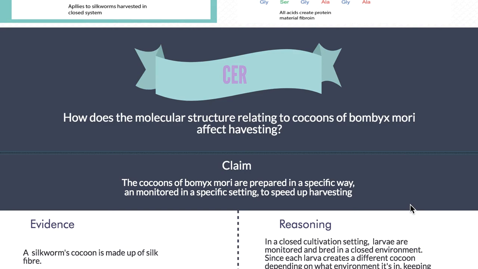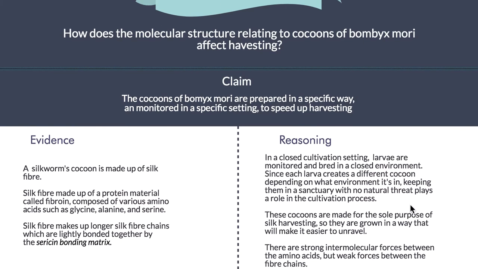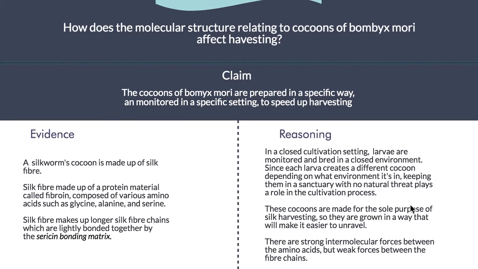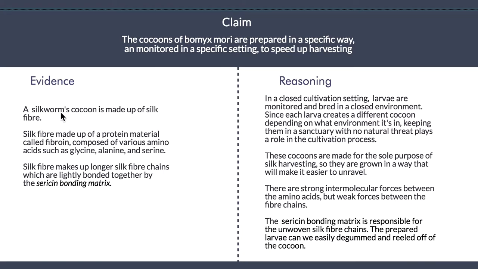So my CER question is, how does the molecular structure relating to cocoons of Bombyx mori affect their harvesting? And my claim is that the cocoons are prepared in a specific way and are monitored in a specific setting to speed up harvesting time. As I've said before, the silkworm cocoon is made up of silk fiber strands, made up of silk fiber chains. Silk fiber is made up of protein material called fibrine, composed of various amino acids. And this silk fiber makes up a longer silk fiber strand, which are lightly bonded together with the sericin bonding matrix.